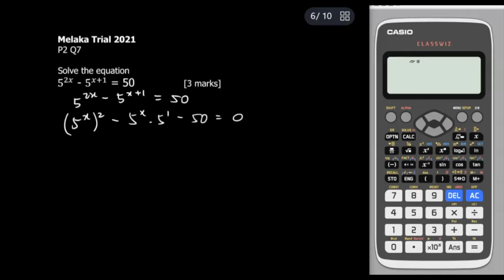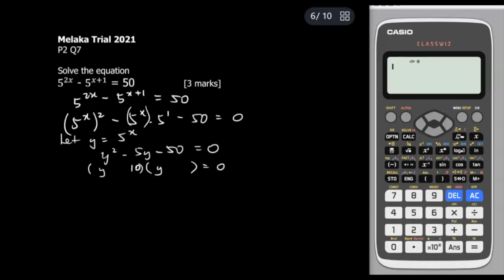Here you see a 5 power x, and here also we have 5 power x. So I'm going to let y be 5 power x. So it becomes y squared minus 5y minus 50 equals 0. Then we factorize it into 2 brackets equals 0. So y, and then here is 10, here is 5, here is minus, and here is plus. Therefore y equals 10 and negative 5. But negative 5 is rejected because later we're going to use logarithm, and for logarithm there's no negative.